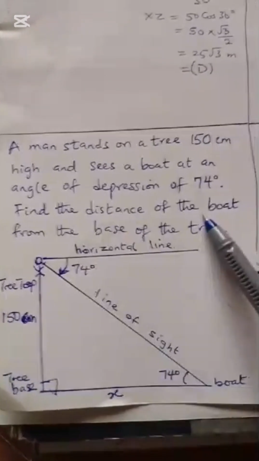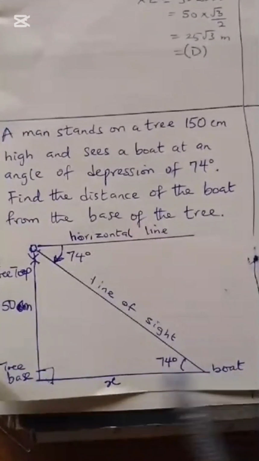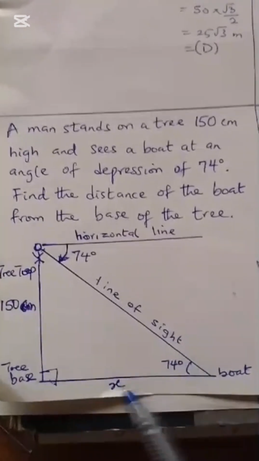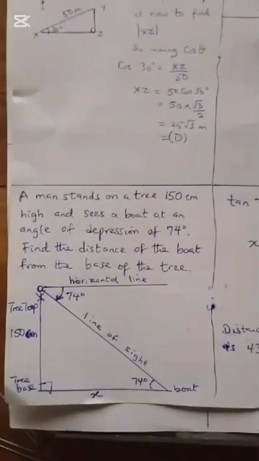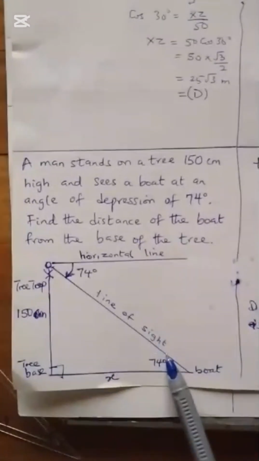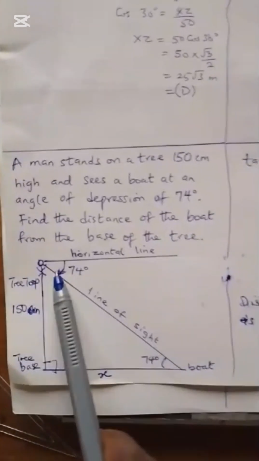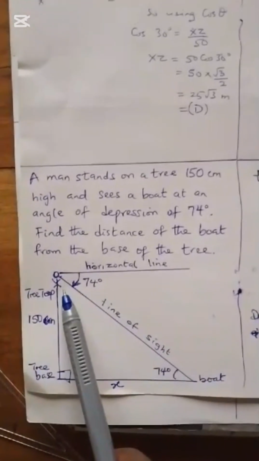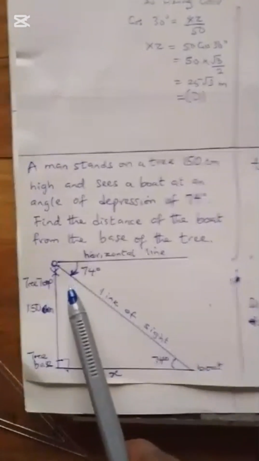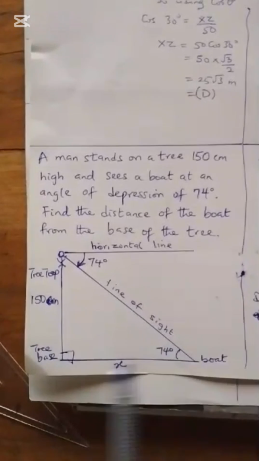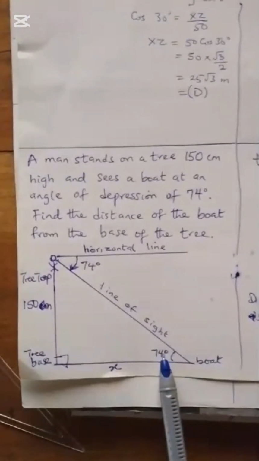The question is find the distance of the boat from the base of the tree. So this side of the triangle is what we're looking for. We can label it x. What connects the adjacent and the opposite? That should be tan again. Either I use this angle, 74 degrees, or I can find the complementary angle here: 74 take away from 90 is 16 degrees. Either use 16 degrees or just use 74 degrees. This side is opposite to the angle and this side is adjacent to the angle 74 degrees.